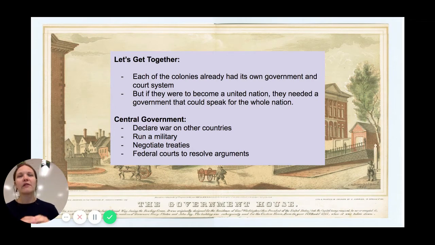And in order for them to know how to work together, and because there are specific rules all teachers have, they have a unifying government, or the central government, which is our principal. So our principal would be the central government, and underneath the principal are the teachers, who would be our 13 colonies. So when they created the central government, this government would have the power to declare war on other countries, to run a military, and negotiate treaties, and they would have federal courts to resolve problems. So the federal courts would be bigger than the courts that each state had.